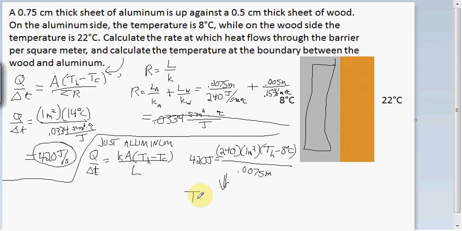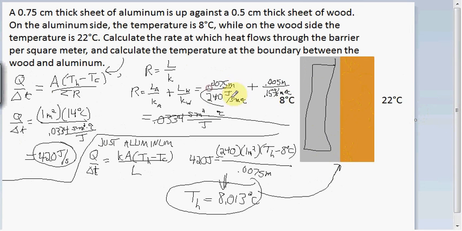So when I solve that for TH, it equals 8.013 degrees Celsius. So that is my temperature right there at the boundary. Notice it's almost exactly the same as the other side of the aluminum. And this comes about from the fact that these two K values are so different.